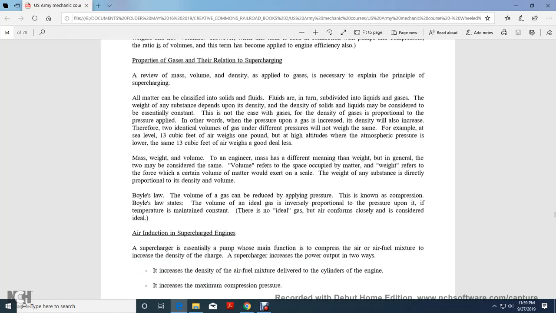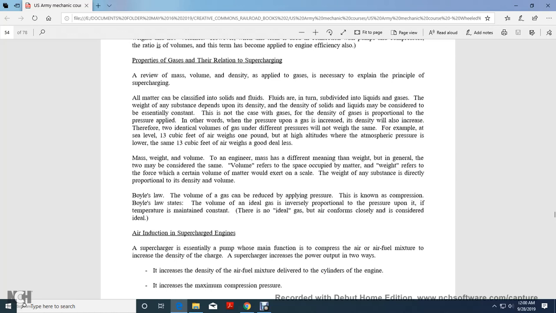Now, the properties of gas and their relationship to supercharging. A review of mass, volume, and density of gas is necessary to explain the principle of supercharging. All matter may be classified as solid, liquid, or gas; fluids are subdivided into liquids and gases. The weight of a substance depends upon its density. Solids and liquids may be considered of constant density, but this is not the case for a gas. The density of a gas is proportional to the pressure applied. In other words, if the pressure on the gas increases, the density will increase. Therefore, two identical volumes of gas under different pressures will not weigh the same.